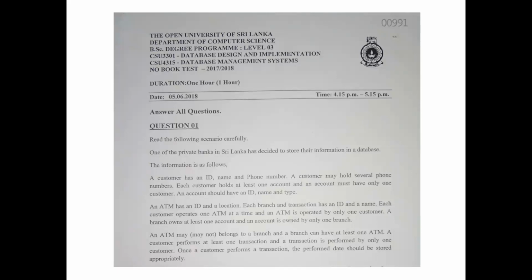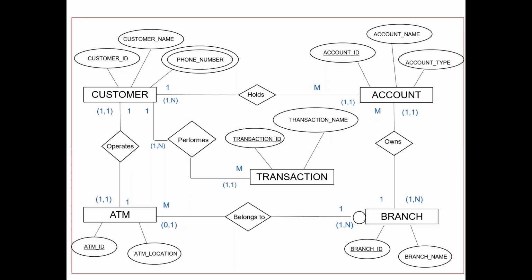A customer performs at least one transaction and a transaction is performed by only one customer. Similar to the above relationship, this is one-to-many relationship. So we can represent like this. And the cardinality will be minimum 1, maximum up to any number of transaction at the customer side, and both minimum and maximum 1 at the transaction side.